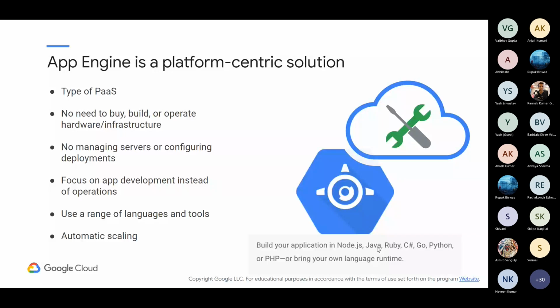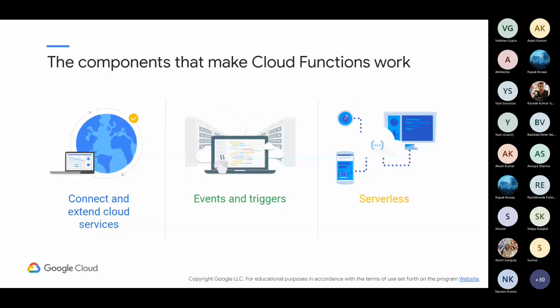So, in case of Cloud Run, this service connects and extends cloud services. You can use multiple cloud serverless functions in a connected manner. Then, in case of serverless functions or functions as a service, there are events and triggers.